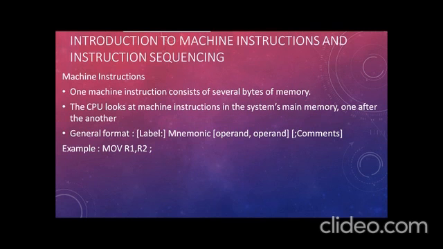The general format of a machine instruction is label, mnemonic, operand, operand, semicolon, comments. Here brackets indicate that a field is optional. Then label is an identifier that assigns the address of the first byte of the instruction. Label is followed by a colon. It is compulsory to include at least one space, otherwise it may lead to uncertainty.